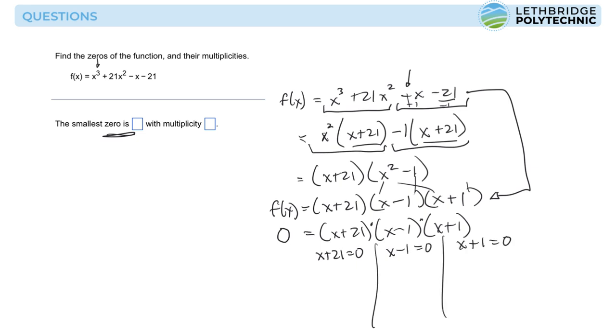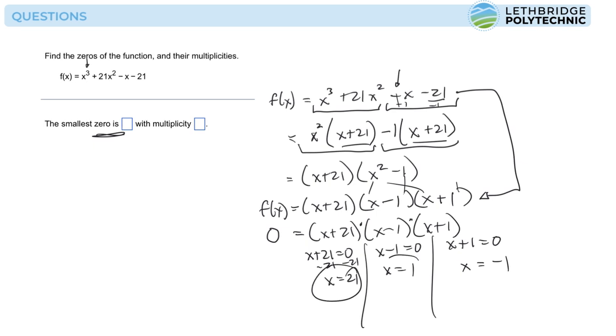Solving each one of those equations separately, I'd subtract 21 on both sides, so I get x equals -21. And then I'd add 1 on both sides, I get 1. And I'd subtract 1 on each side, I get -1. So if they ask what is the smallest zero, you look at this and this and this, and the smallest number is that one, so it'd be -1. Multiplicity means how many -1s do you have? Well, you just have 1. So its multiplicity would be 1.